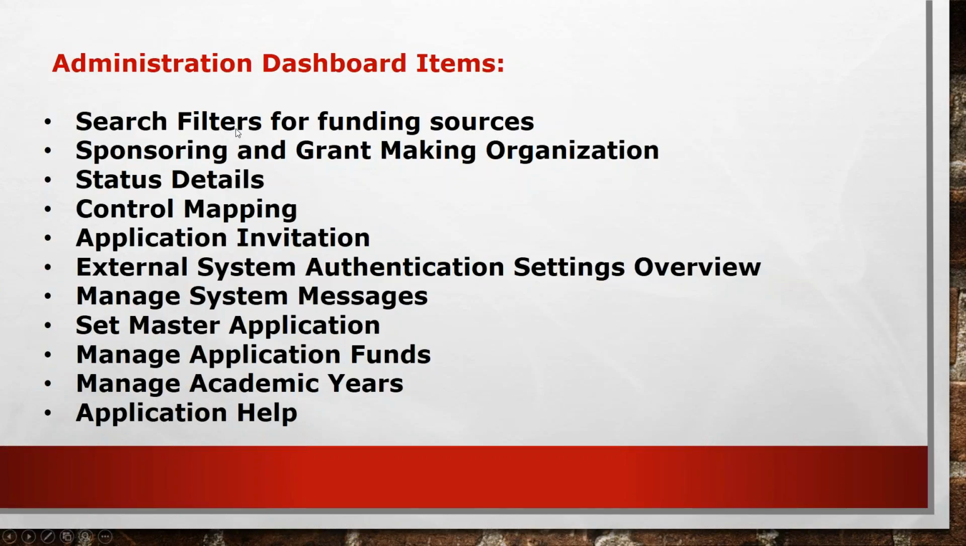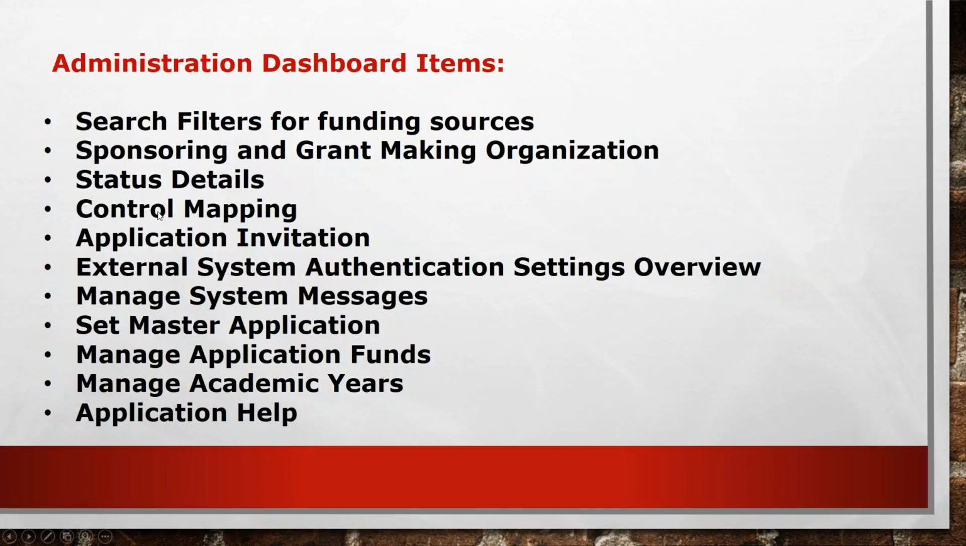We're going to be looking at the search filters. Those are being used for funding sources. Some of our clients use those to link to funding sources. Sponsoring organizations is what it would be called on the scholarship site, and on the grant site, a lot of them say grant-making organization. And then also status details. If any of you are wanting to start using status details, we'll be talking about how to set those up on your site.